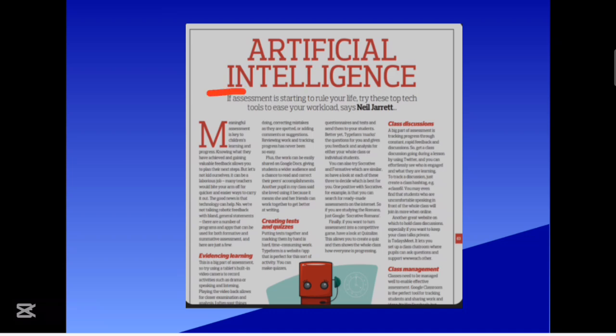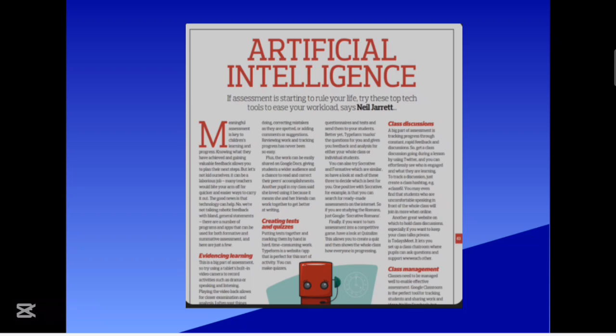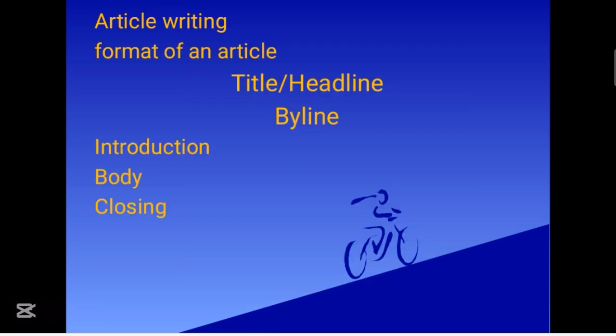Then look at this, artificial intelligence. Your title is the main part of your article. Here they have used subheadings. If you want to use them, you can go with them, but this is totally your choice. If you're writing for your paper in your exam, it's totally fine if you avoid writing these subheadings. That is the format of the article.